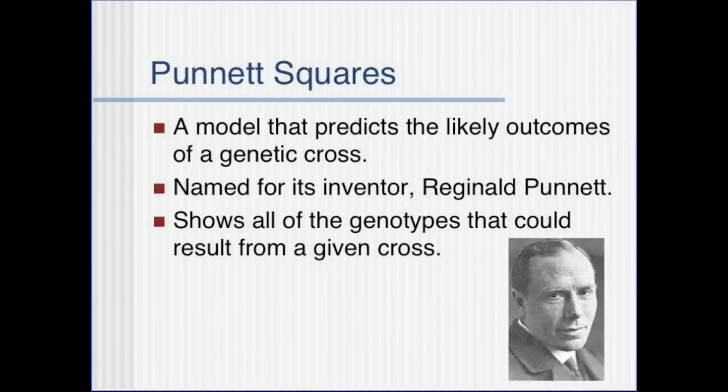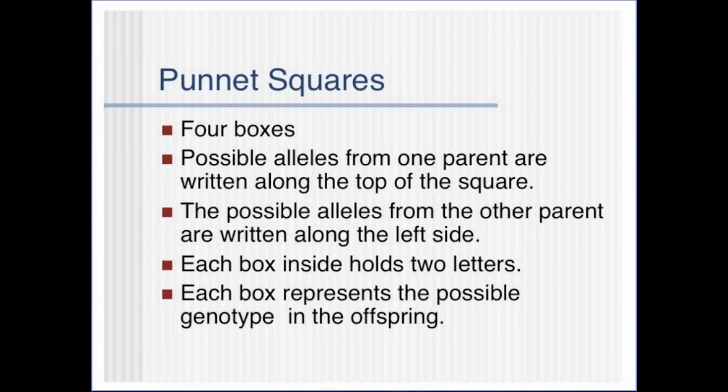A Punnett square is a model that predicts the likely outcomes of a genetic cross. It is named for its inventor, Reginald Punnett. Here's a picture, and it shows all the genotypes that could result from a given cross. That's how we're then able to determine the possible phenotypes. So we start by making 4 boxes. We put the possible alleles from one parent along the top, and we write the possible alleles from the other parent along the side. Each box inside will hold 2 letters, one from each parent, and each box will represent the possible genotype of the offspring.